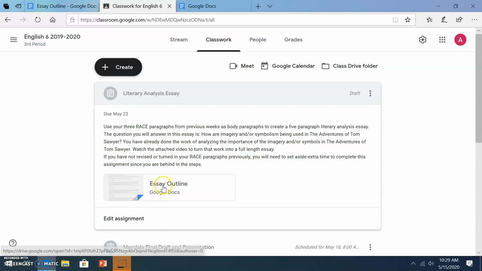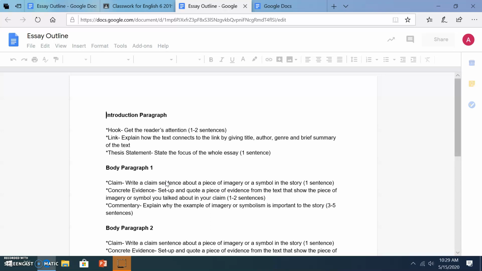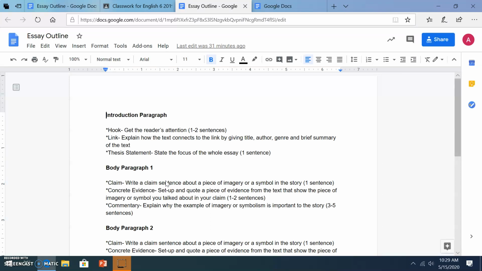So first of all, let's look at the essay outline and remember the steps to writing an essay. We know that it's broken into 3 parts: the introduction, the body, and the conclusion. This is a 5-paragraph essay assignment, which means we're going to have an introduction paragraph, 3 body paragraphs, and a conclusion paragraph. And again, the hope is that you can just drop your race paragraphs in to be those 3 body paragraphs, and you won't have to do a whole lot of writing.